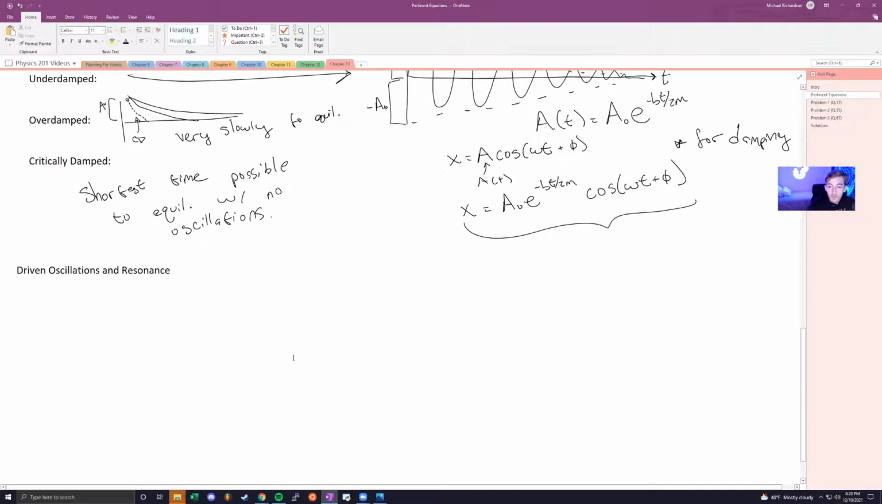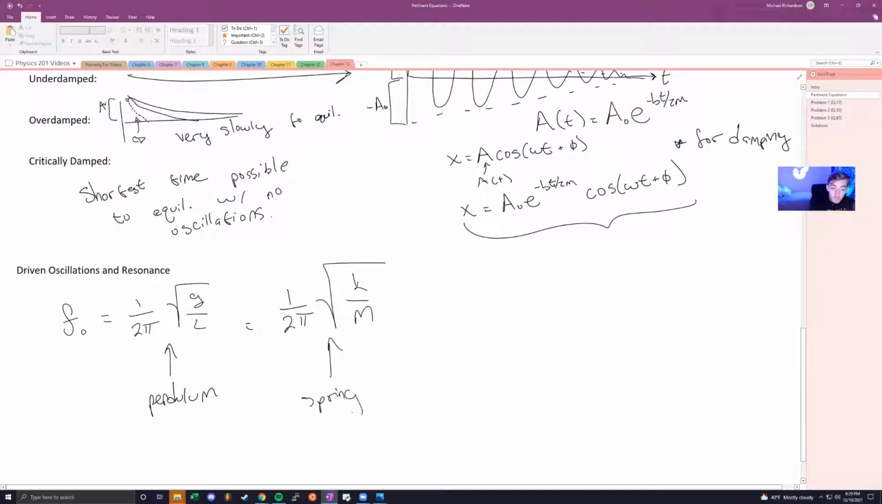So the last part that we really talked about in this chapter were driven oscillations and resonance. The really, really big thing I want you guys to get out of this one, other than the processes that came behind it, was the introduction of natural frequency. So natural frequency, we'll define by f sub naught. This is going to equal 1 over 2 pi times the square root of g over L for our pendulum case, or it's going to be equal to 1 over 2 pi times the square root of k over m for our spring. And I'll just note here, natural frequency.